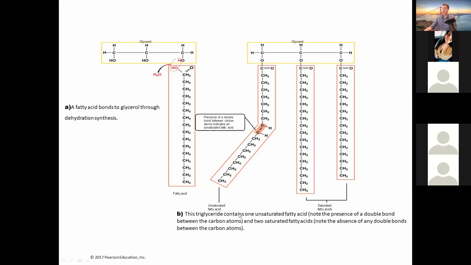Okay, and then this over here is a triglyceride. You can see there are 3 chains coming off this glycerol. This triglyceride contains 1 unsaturated fatty acid, so see this double bond right here, and 2 saturated fatty acids. What's important to note here is that the double bond forms a kink in the structure, where it's not as straight.